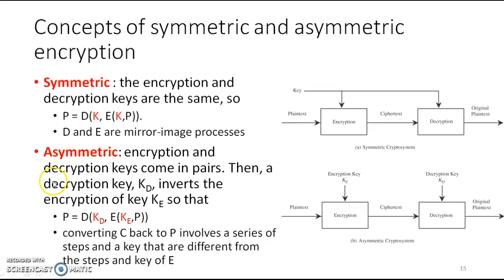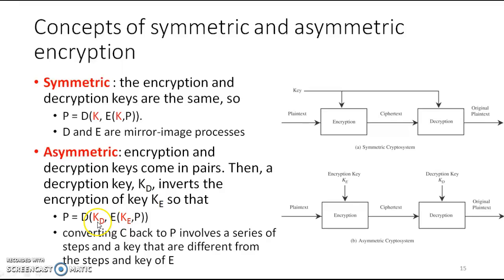In asymmetric encryption, the encryption and decryption keys come in a pair. The decryption key KD inverts the encryption key KE, so here you can see that for encryption you need the plaintext and KE, not KD, and for decryption you need KD. You cannot use KE. So there is a difference.